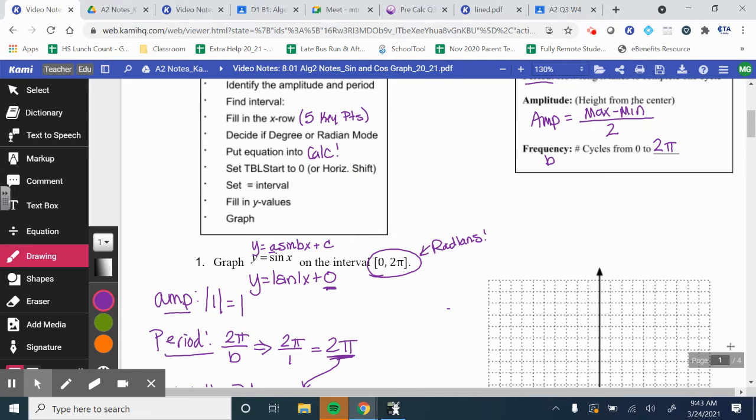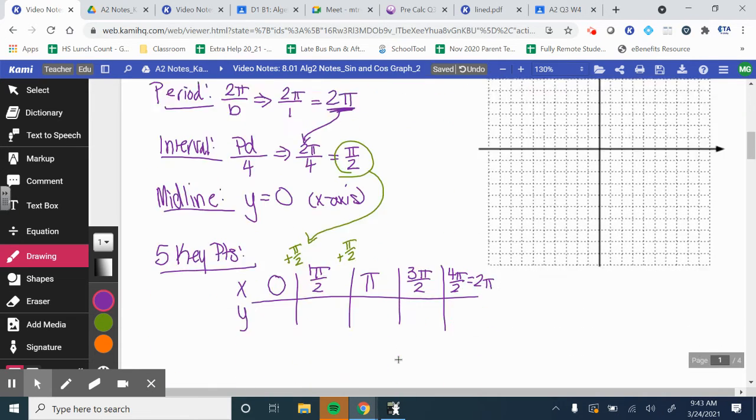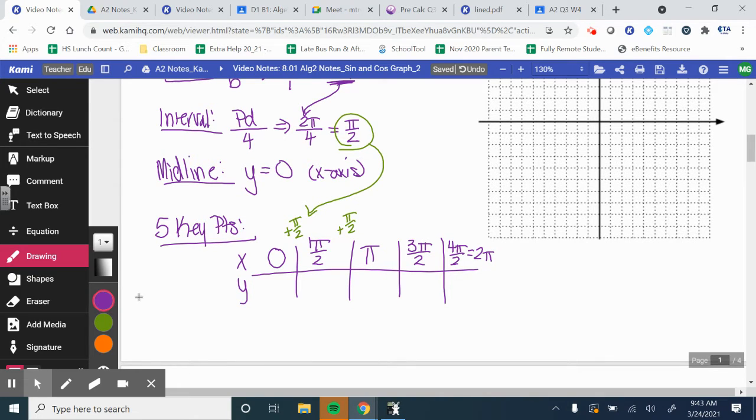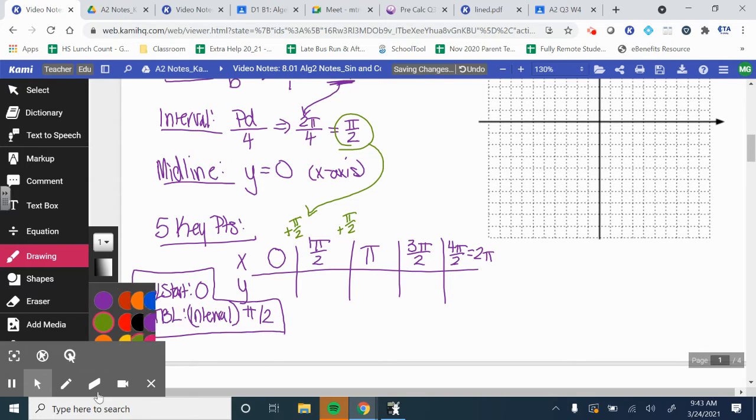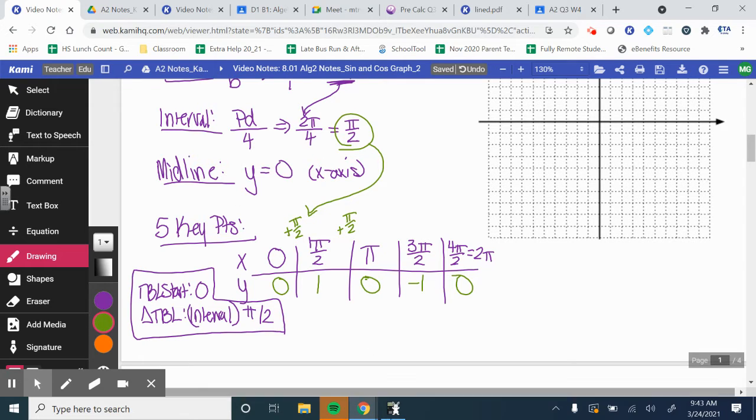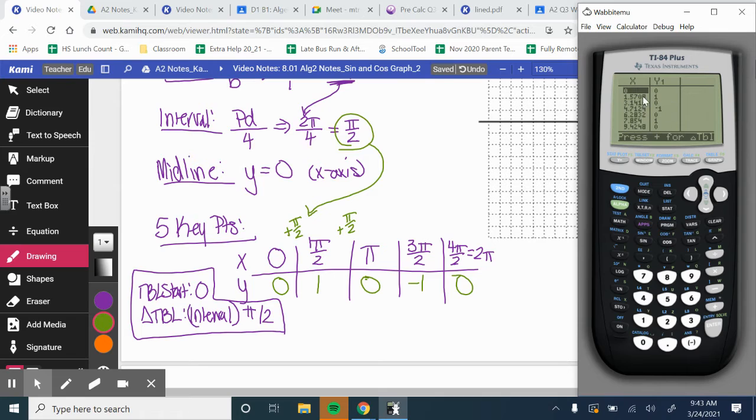So really important on here that we set up our table start is 0, and our change in table is going to be whatever your interval is. So in this case, pi divided by 2. So now I'm just copying down what I see in my table. So I've got a 0, and then a 1, a 0, -1, 0. Again, I'm just getting this straight from my y column right here. So 0, 0, pi over 2 is going to be 1, pi is 0, 3 pi over 2 is -1, and 2 pi is 0.